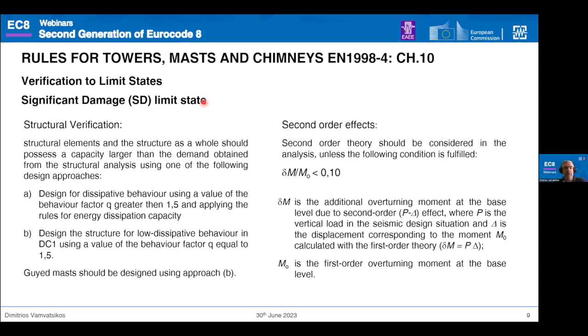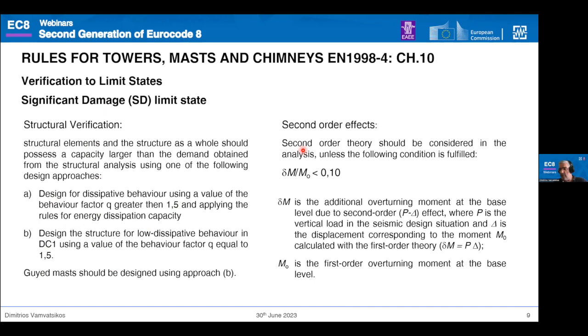Limit state verification, the classic one, of course, is significant damage as the limit state. You need, of course, to have the proper capacity, and you design for behavior factor using a value of Q greater than 1.5, going to DC2, for example. If you decide for low dissipative factor, of course, Q has to be equal to 1.5, maybe less. 1.5 is the standard. Guide masts, we do not believe they can be done in elastic in a very reliable way, so best go with option B, DC1.